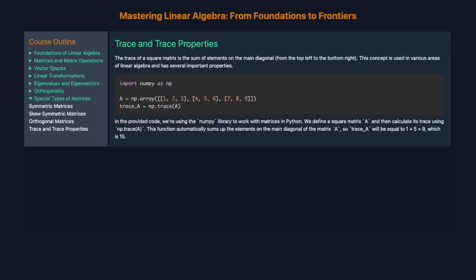Trace and trace properties. The trace of a square matrix is the sum of elements on the main diagonal from the top left to the bottom right. This concept is used in various areas of linear algebra and has several important properties. In the provided code, we're using the NumPy library to work with matrices in Python. We define a square matrix A and then calculate its trace using np.trace(A). This function automatically sums up the elements on the main diagonal of the matrix A, so trace(A) will be equal to 1 plus 5 plus 9, which is 15.